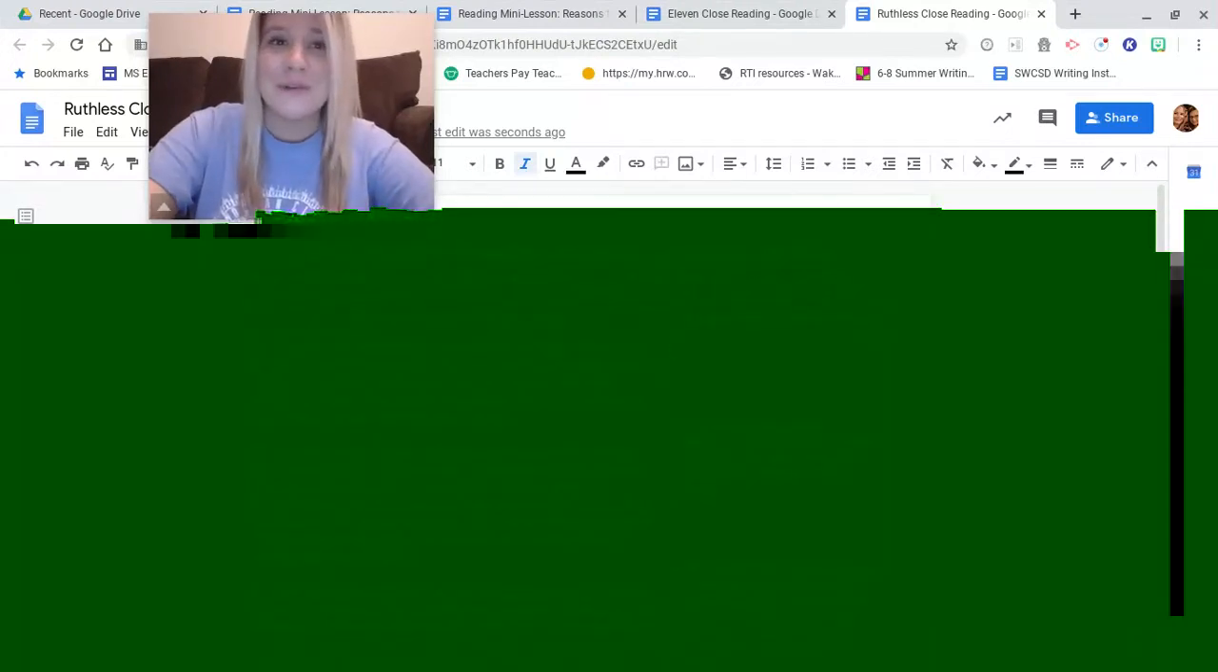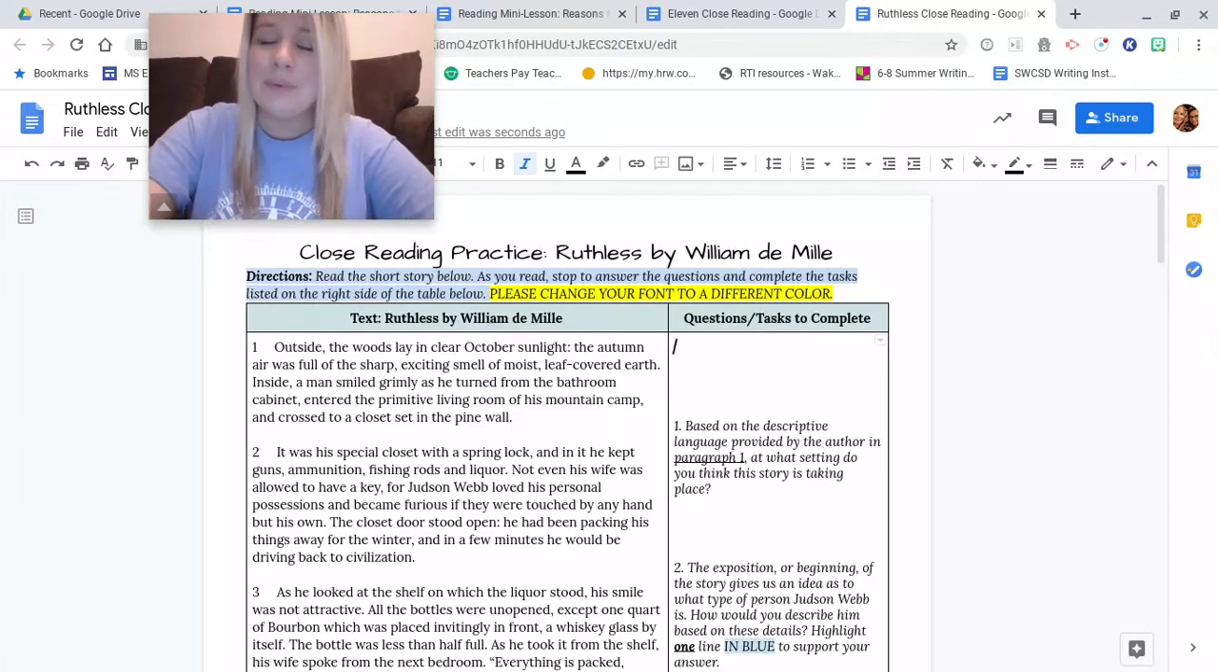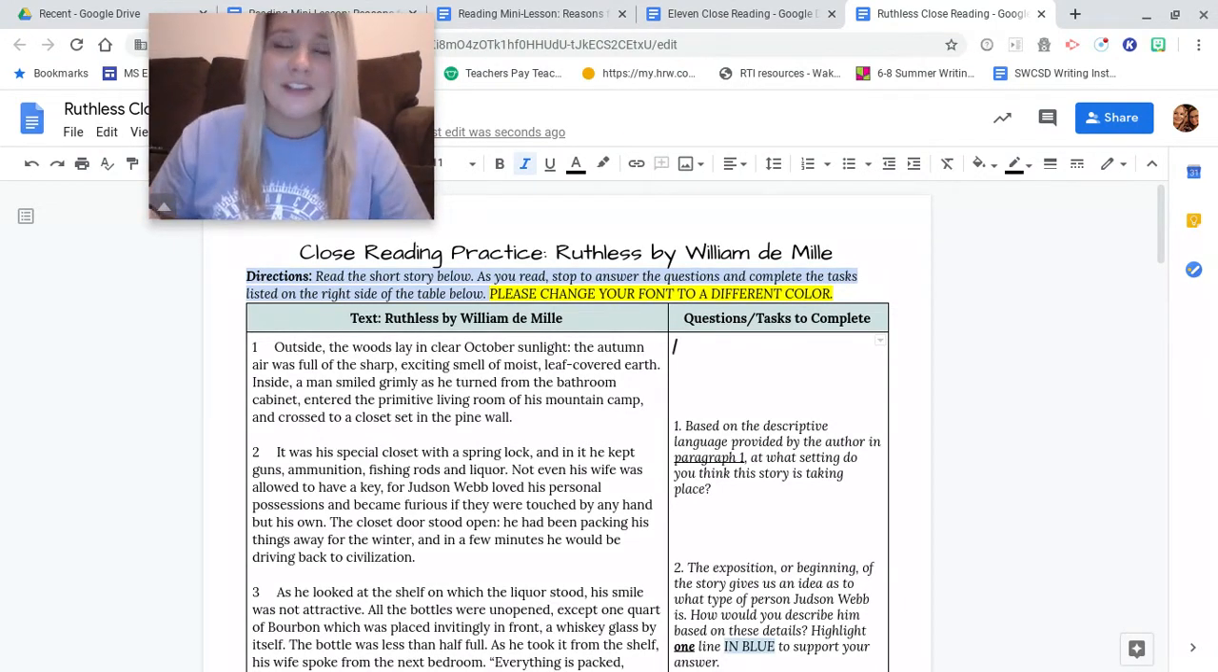I wanted to walk you through this assignment here, and this is going to be our close reading assignment practice for the week. What we're going to be doing is reading a story called Ruthless by William DeMille. And this year, you're going to notice that I'm going to be asking you to read a lot of stories and complete a close read analysis on them. Well, you might be asking yourself, what is a close read analysis? Basically, it's just you interacting with a text in a way that gets you to understand it better.